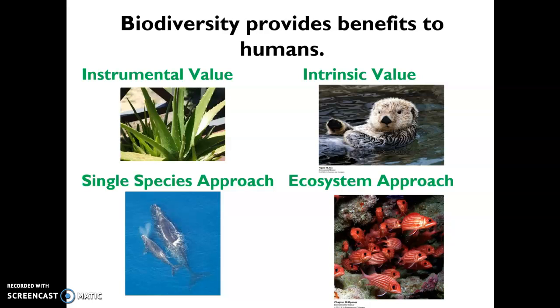Now, looking ahead to what we're going to talk about, how to preserve biodiversity, we have two approaches, and sometimes one is better than the other, or sometimes we only have a choice of using one or the other. So the first example is here on the left, single species approach. And here's a whale and its calf. It might be a right whale, I'm not sure, but the idea is that protecting that specific species will protect it from becoming extinct.